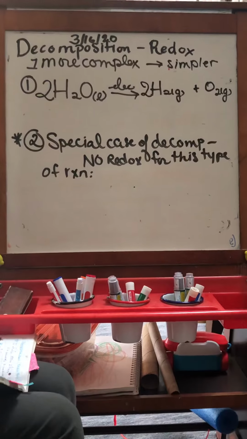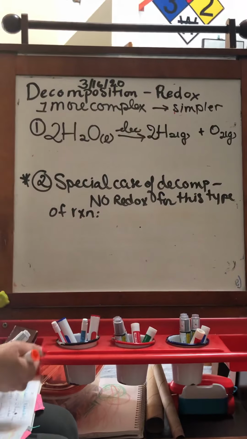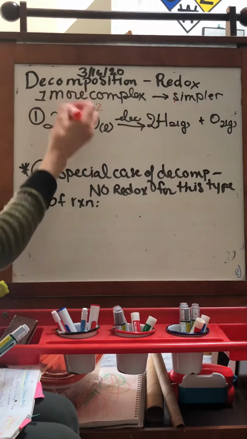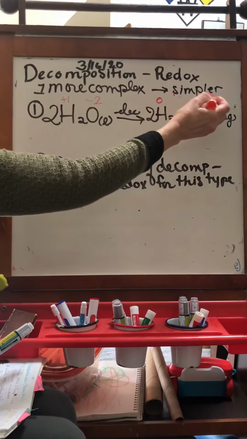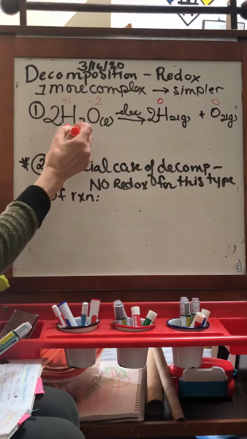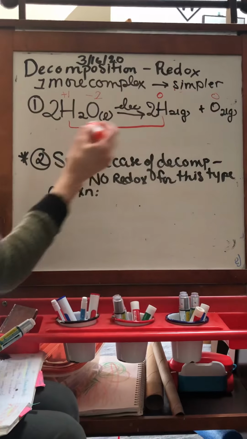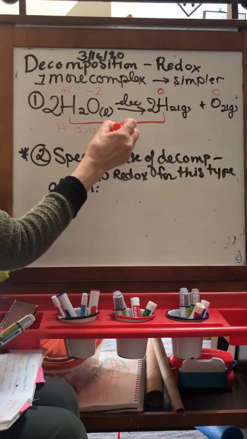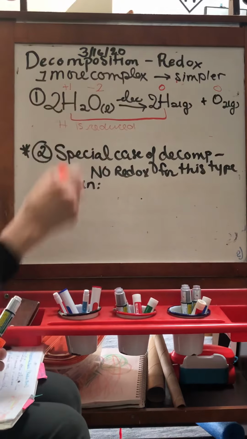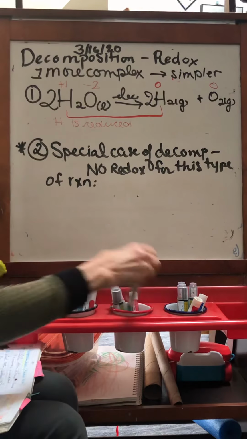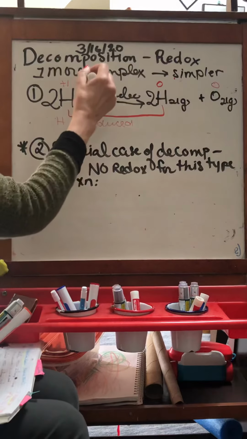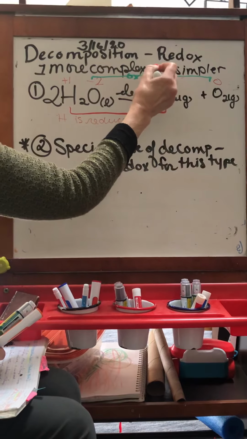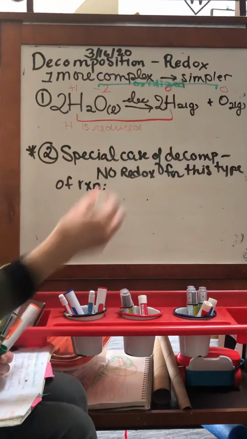Let's look at the oxidation numbers. Here, oxygen is -2, hydrogen is +1. This is 0 and 0 because they're elemental. Hydrogen gets reduced. In this case, it goes from +1 down to 0, and oxygen gets oxidized. It goes from -2 up to 0.